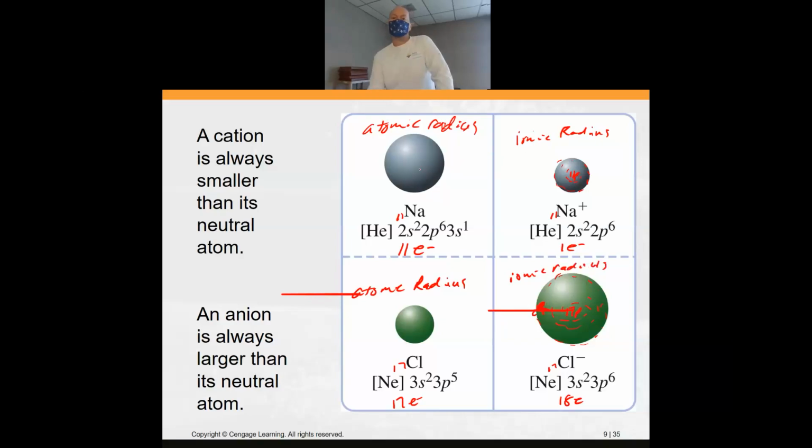When you become positive, that means you have more protons than electrons. Protons are in the nucleus, and you're going to have fewer electrons, so these are going to be small. When you become negative, that means you have an extra electron. Same number of protons, but an extra electron. That extra electron is far away, and you will have a large radius.